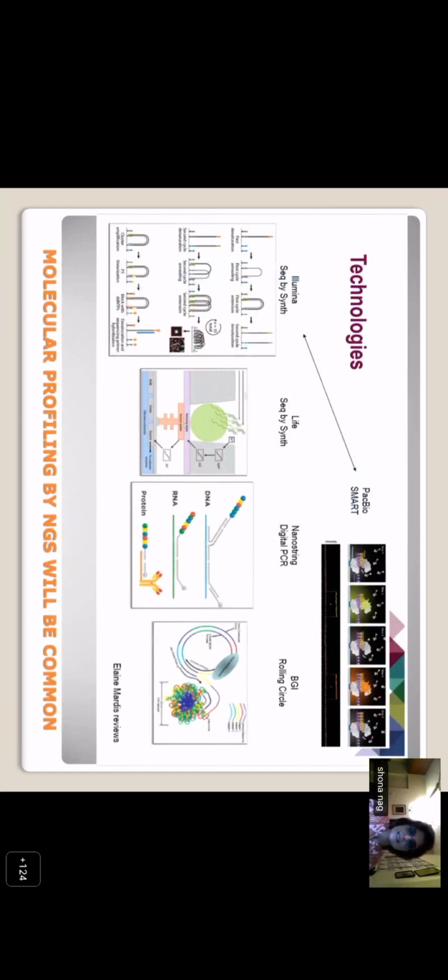And finally, technologies have really, I think, outpaced our clinical understanding. And today we have a whole lot of NGS, which is very reasonable, very accessible, and there are a whole lot of labs which have sprouted all over the country.